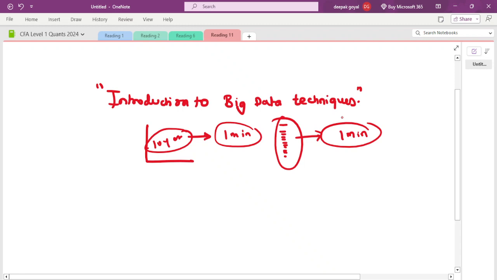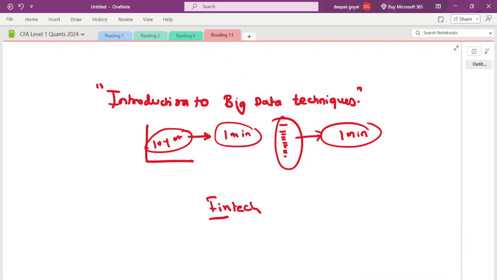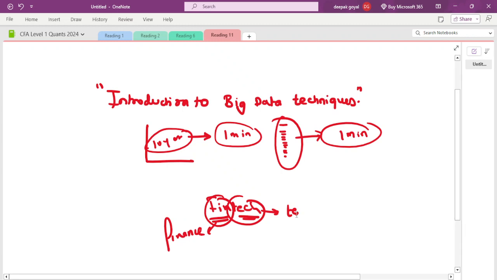Clear? So we call it fintech. It is made up of two words: fin stands for finance, and tech stands for technology. In finance, we take the help of technology so that we can gather and analyze the financial data. The companies which are in the business of developing technology for the finance industry are known as fintech companies.